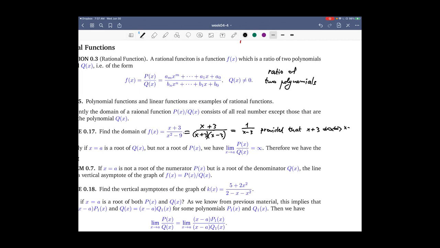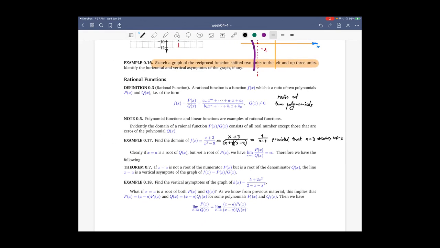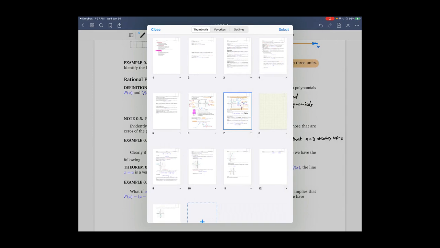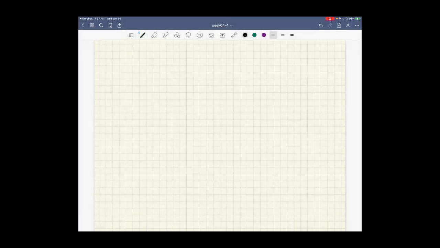Which is equivalent to x being different from -3. It's interesting to note how the graph of this function will look. x plus 3 over x squared minus 9, and as we agreed, that is just 1 over x minus 3 if x is different from -3.